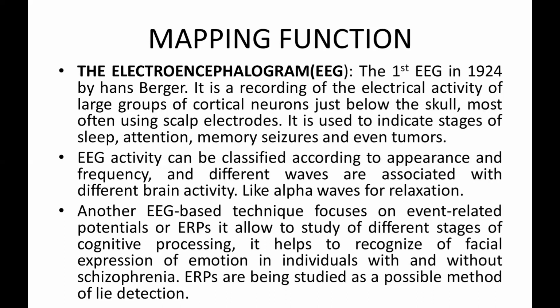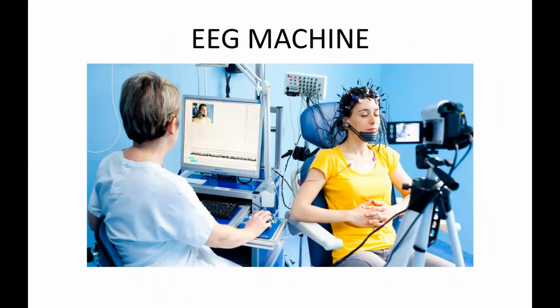Another common EEG-based technique focuses on event-related potential, or ERP. So this is an EEG machine where electrodes are placed directly on the skull and a special solution is applied. Here, the patient's facial expressions can also be considered, for example whether a person is suffering from schizophrenia.